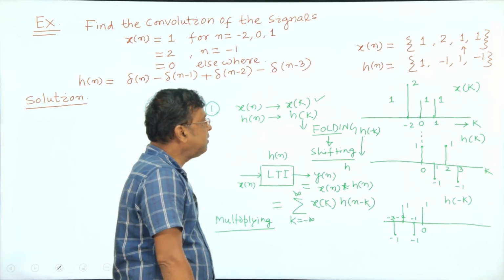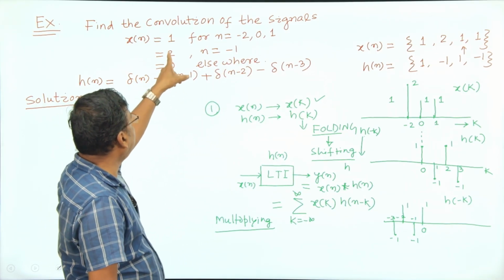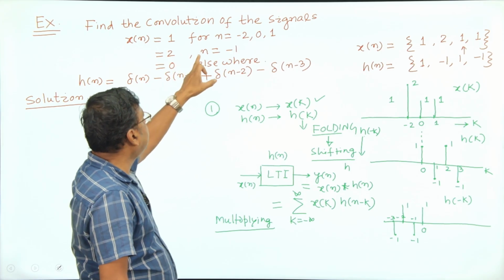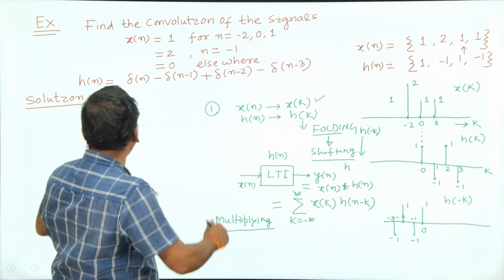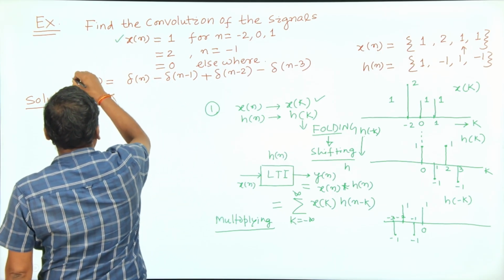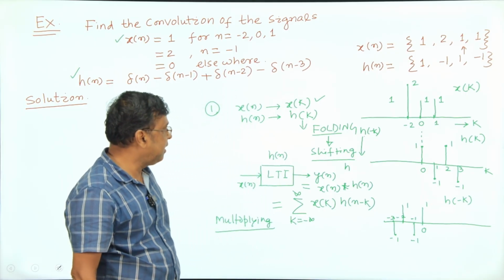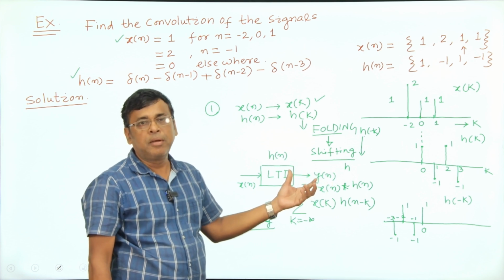So the question given here is to find the convolution of the signals x of n equal to 1 for n equal to -2, 0, 1, and x of n equal to 2 for n equal to -1, and 0 elsewhere, where x of n is given and h of n is given. Already I told you previously how to find the convolution. A discrete signal x of n is given and h of n is given. How to find y of n by means of convolution?